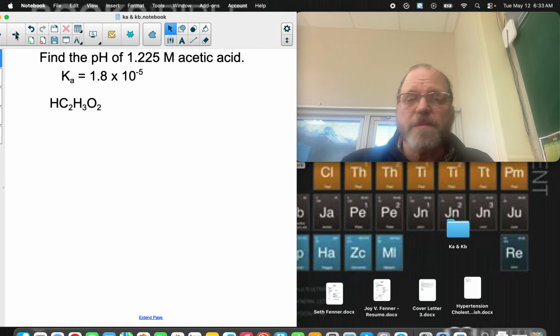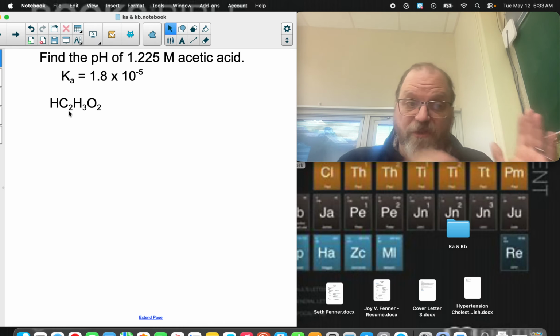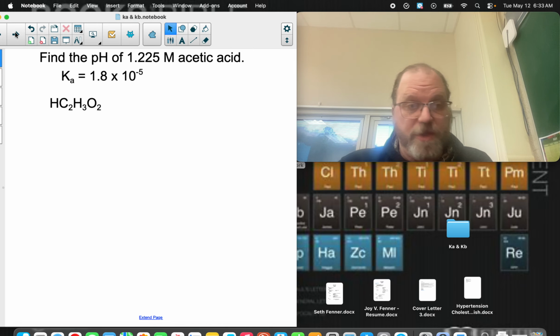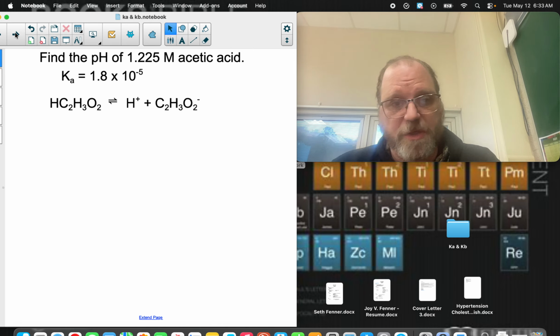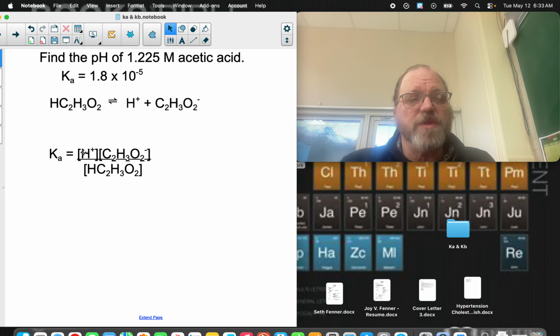So acetic acid, acids that end in -ic are -ates, that's acetate, C2H3O2. Hydrogen 1, acetate 1. 2 minus 4 actually is way less than 2, so it's also an equilibrium, and when it dissociates you get H plus and C2H3O2 minus. So our Ka expression is the concentration of H plus times the concentration of acetate all over the concentration of the acid, and that's equal to 1.8 times 10 to the minus 5th.